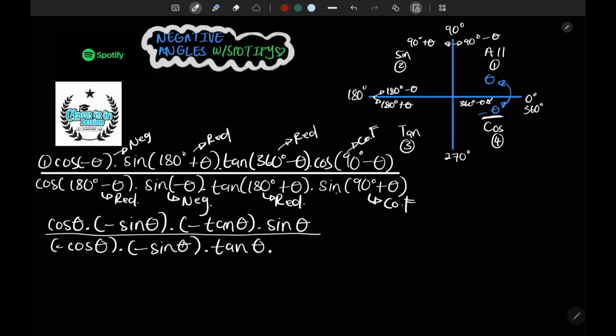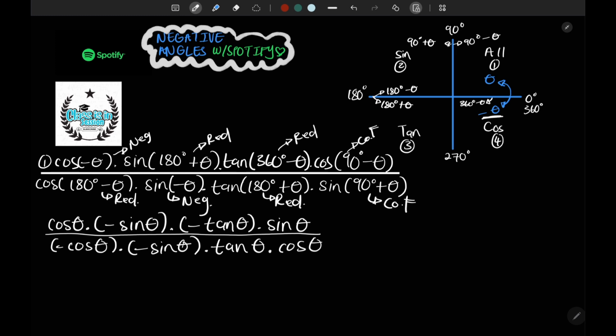Multiplied by sine 90 degrees plus theta. Let's look for 90 degrees plus theta. In a CAST diagram, there's 90 degrees plus theta. It's in the second quadrant where sine is positive, so your answer should be cos theta, because you swap.